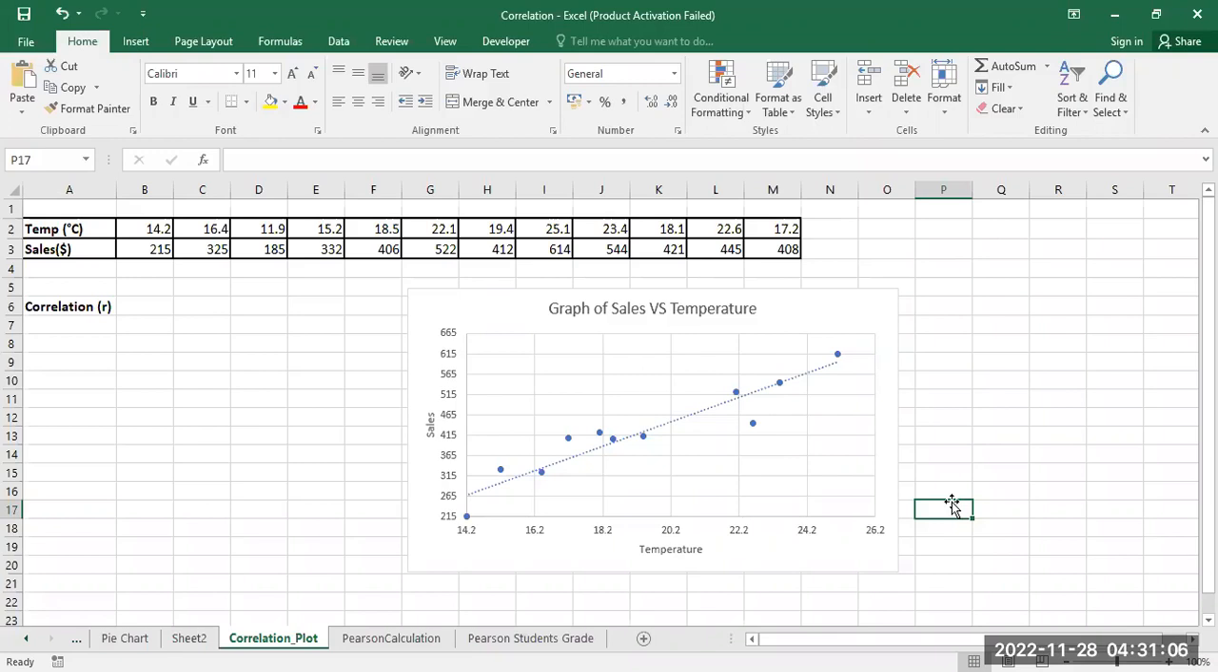Now I'm going to switch to the next page in my Excel, and then we are going to see how we can calculate the Pearson r mathematically and traditionally, and then later we'll see how we can use the Excel spreadsheet function in order to calculate the Pearson r.